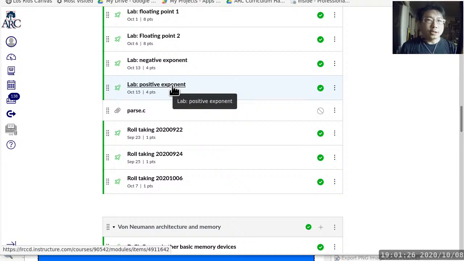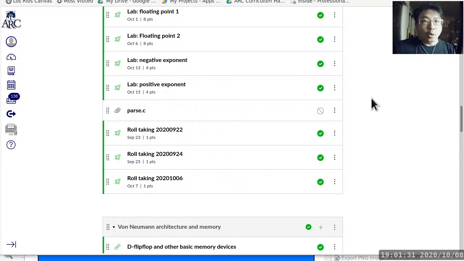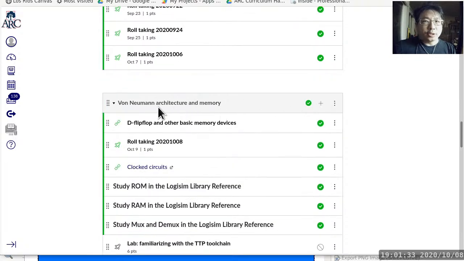Okay, so that's what we'll be talking about at the beginning of this lecture, and then I am hoping that we'll have time to get started with von Neumann's architecture, because that is what the row-taking password is based on. So I certainly hope that we can get to the flip-flop and other basic memory devices.